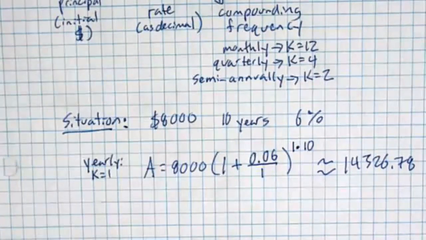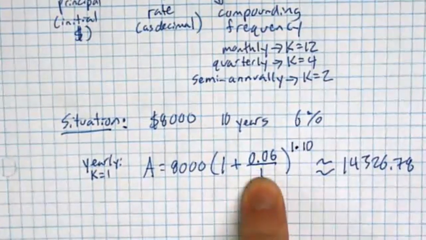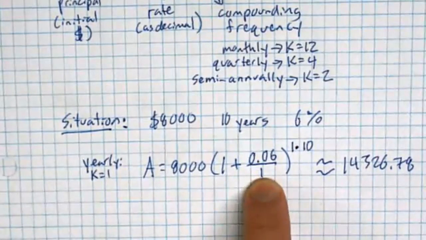Now, do you think it's going to be better if we compound more frequently? Now, there's a trade-off here. Think about this. If we compound more frequently, we're getting a lot more interest payments, but each interest payment is going to be less, right? Because we're dividing by K here.